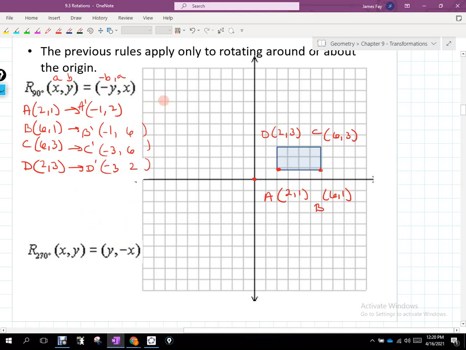And now if I plot these points, negative 1, 2, so there's A prime. Negative 1, 6, okay, B prime. Negative 3, 6, C prime. And negative 3, 2, D prime.